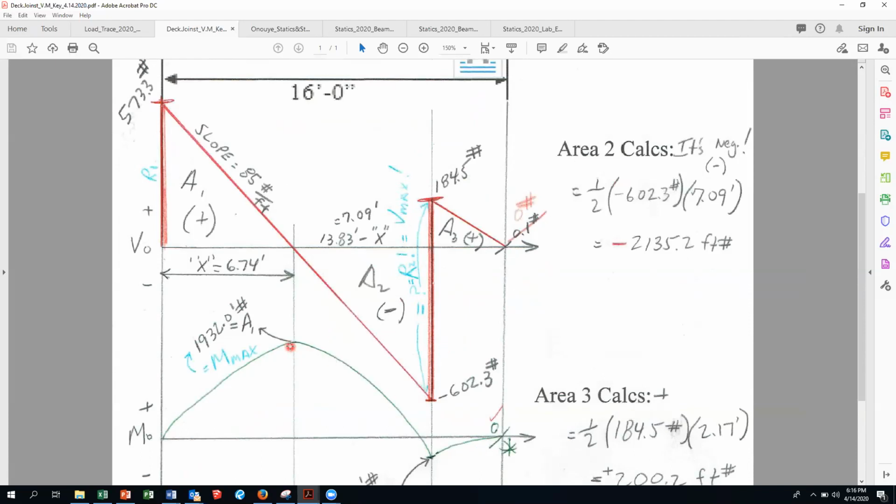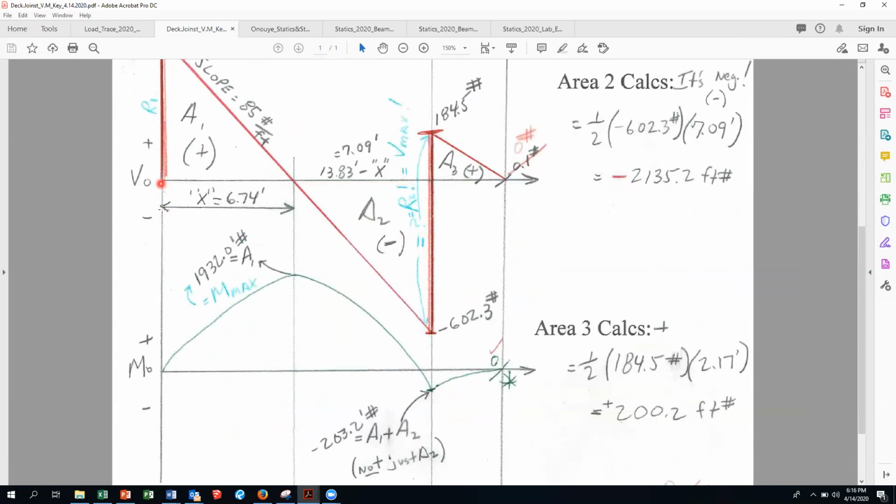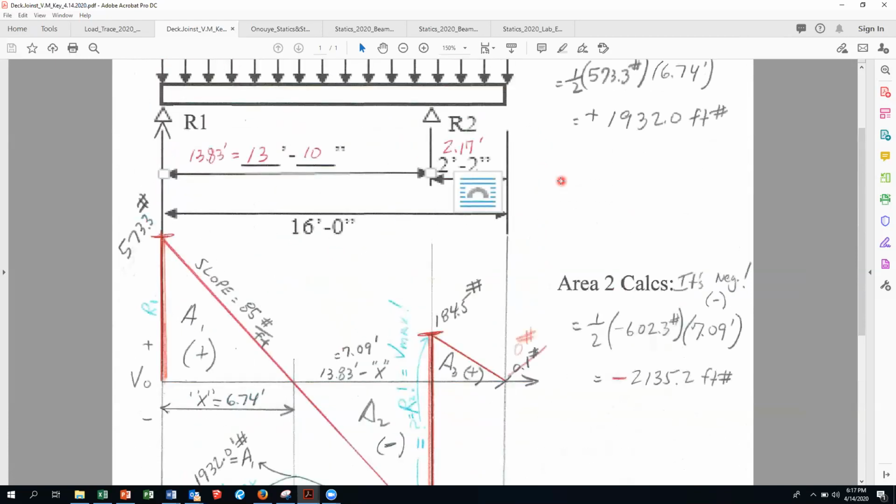So the value of the moment curve at every significant point, well, at the beginning and the end, the moment is always 0. We'll show you an example later tonight where it's not 0. So right here is a significant point where it crosses the 0 curve. That's equal to area 1, which is 1932.0.